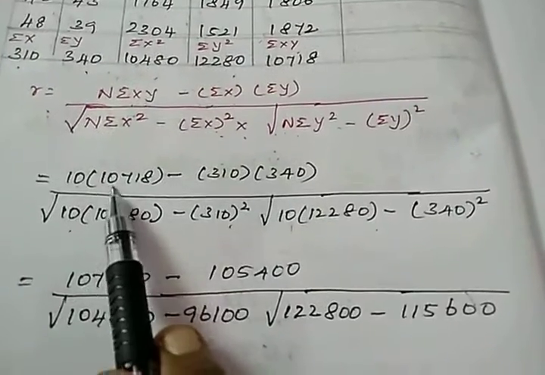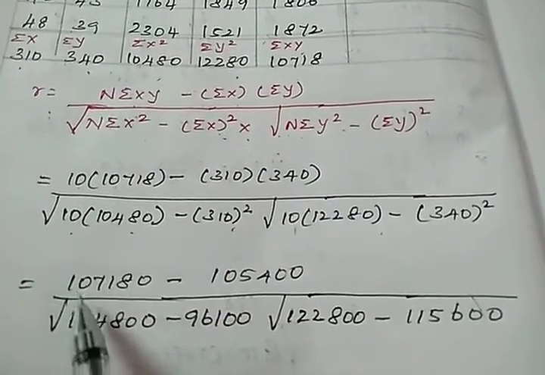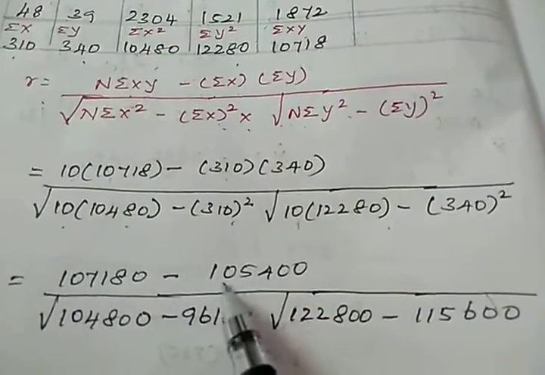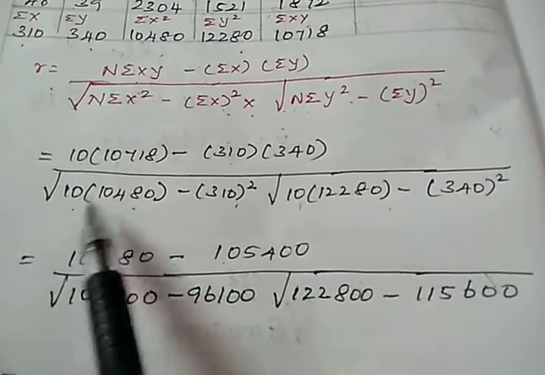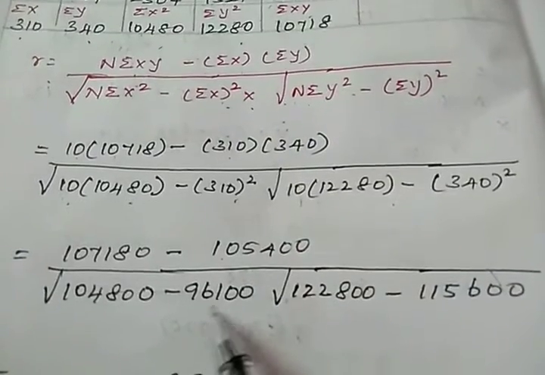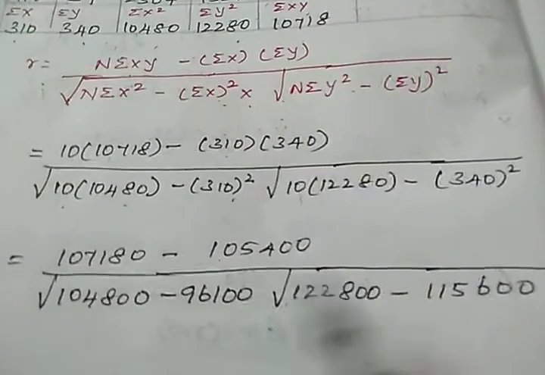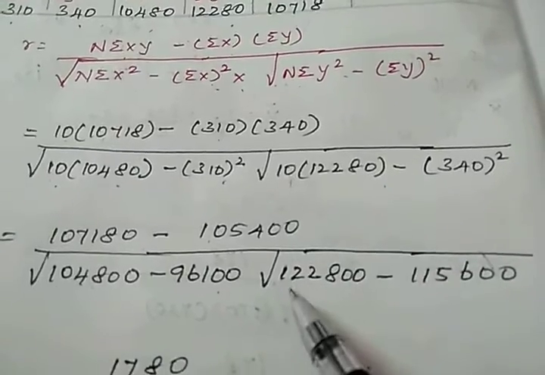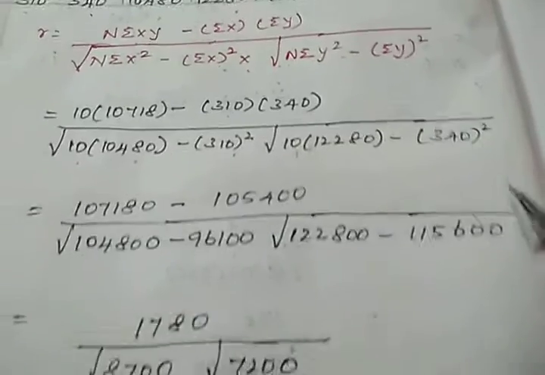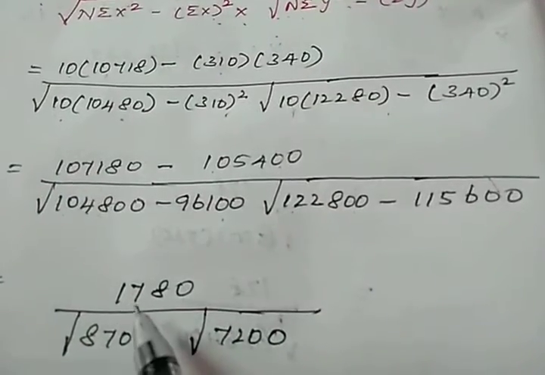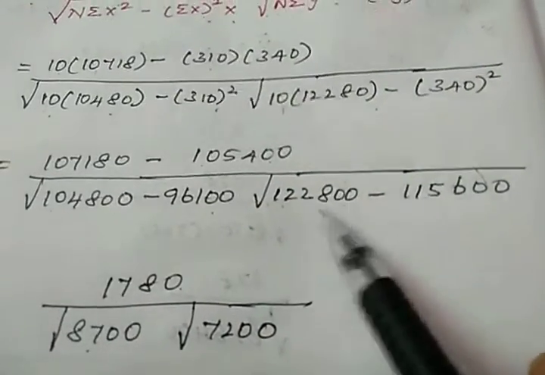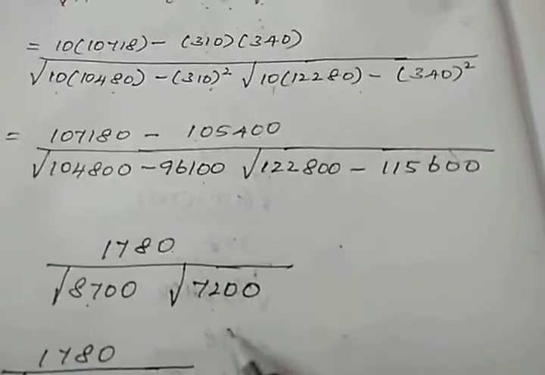Now multiply. 10,718 into 10, 107,180. 310 into 340, you will get 105,400. 10 into 10,480, 104,800. 310 the whole square, 96,100. 10 into 12,280, 122,800 minus 340 the whole square, 115,600. Now subtract the numerator and you will get 1,780. On the denominator, when you subtract both of these, you will get root of 8,700. When you subtract the next two numbers, you will get root of 7,200.